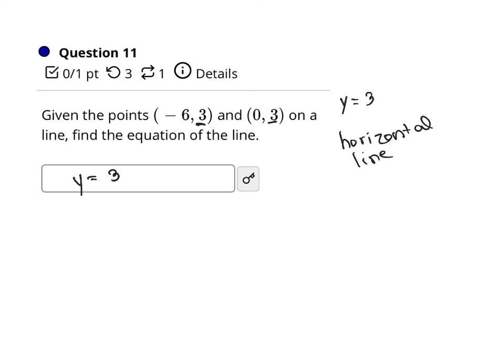So you could have x is 0, y is 3. x is 12, y is 3. x is -6, y is 3. And that would be our horizontal line.